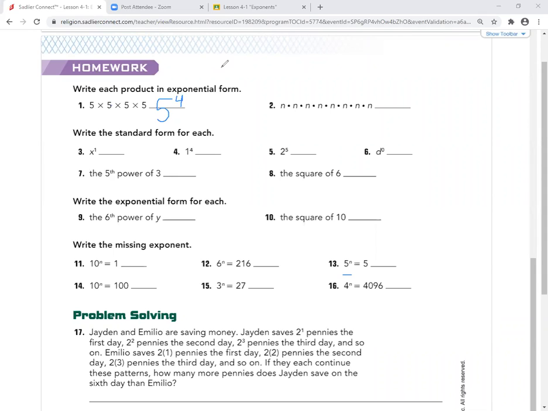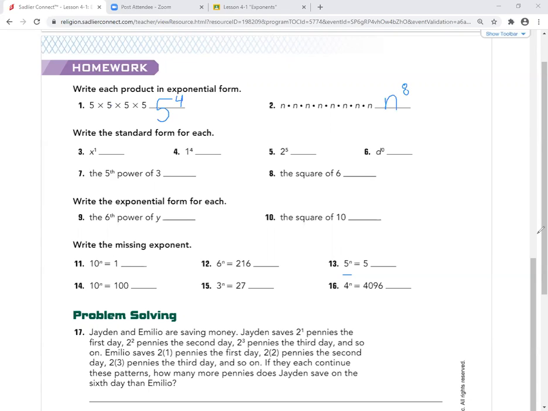The next example: which factor is repeated? What's the name of the factor that's repeated, class? N. And N is the base. Then I have to count up how many copies of N I have. Go ahead and count those up. 1, 2, 3, 4, 5... 8 copies, did I hear? Yes, 8 copies, so 8 is going to be your exponent value.